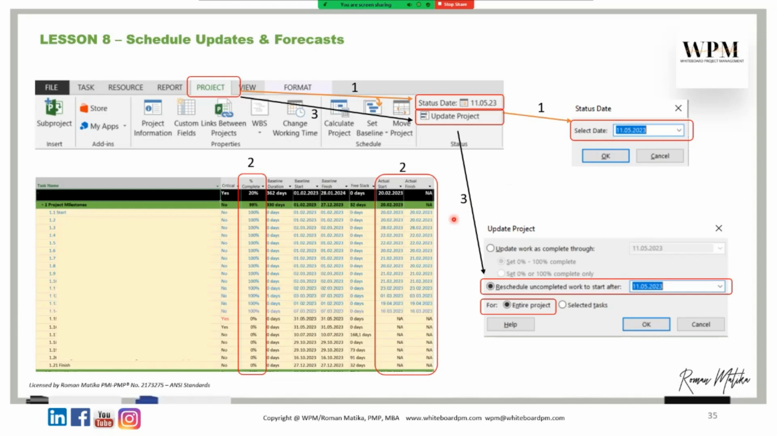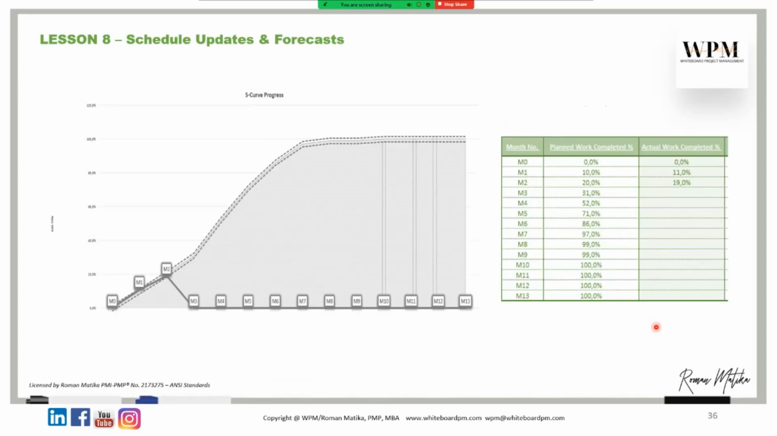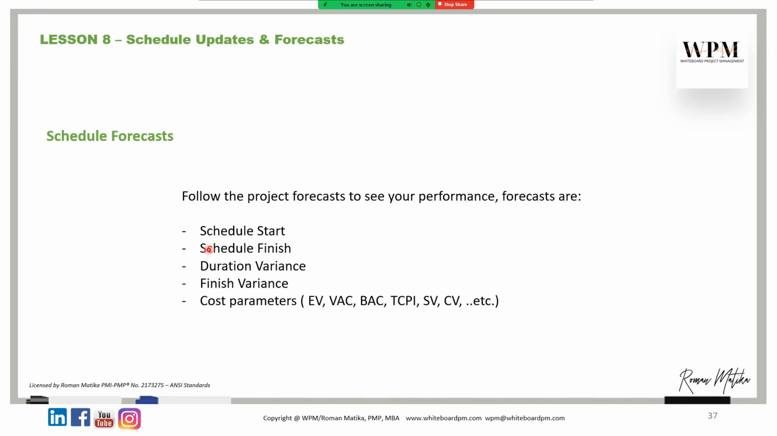Once you finish with this, then you go to project, update project, and you select reschedule uncompleted tasks for the entire project and hit OK. At this moment, you are collecting the updated information and the forecasts will be set automatically. Then you compare your actual with your planned and you will have two S-curves, and then you can see your deviation, whether you are deviating from the planned S-curve or not.